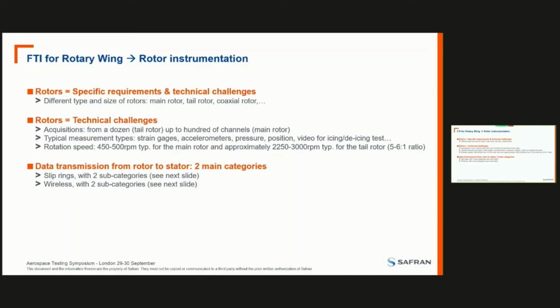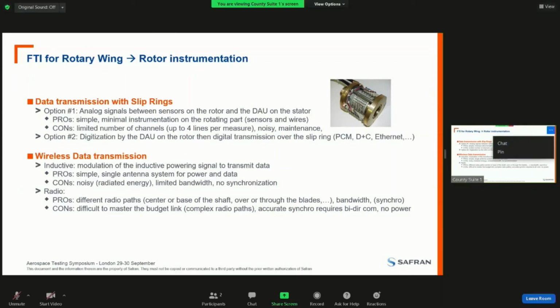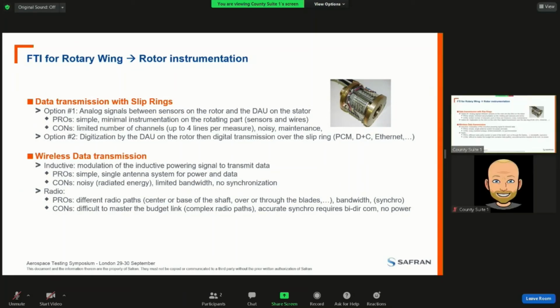And there are two main solutions today to transmit data from the rotors to the fuselage: slip rings and wireless, an aspect that we'll see on the next slide. So slip rings is clearly the legacy way to capture and transmit measurements from the rotating part to the main fuselage, the stator part. And this works quite well. That works well for decades.